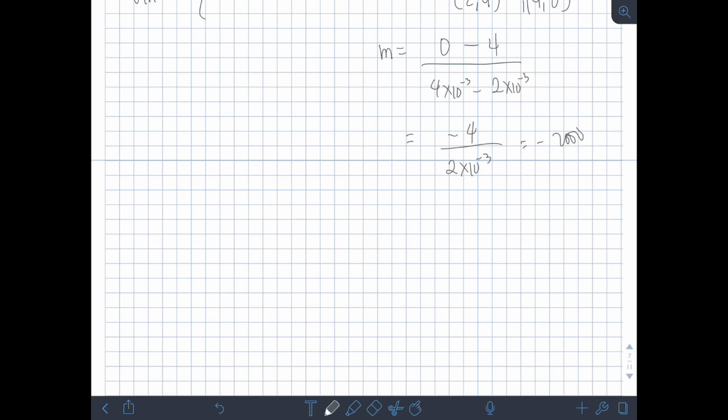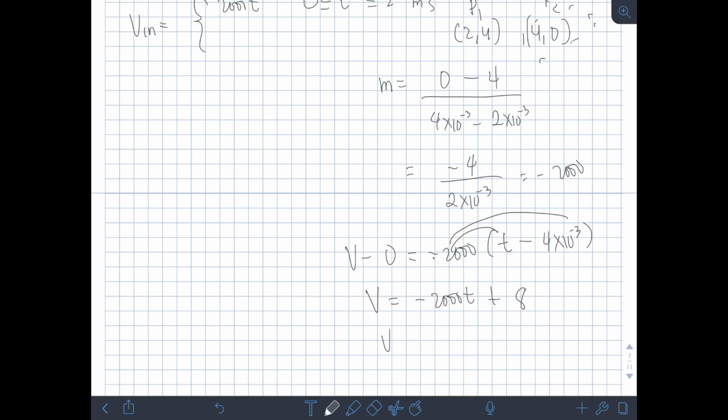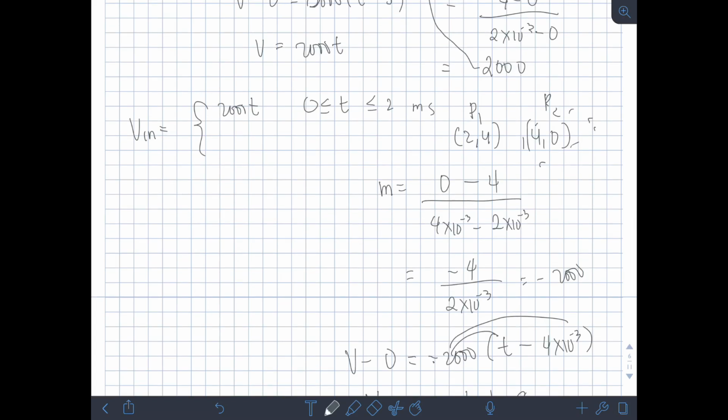Now, apply na natin yung formula for the final equation for the second line or the V2 natin for the input voltage. We have V minus, so pili tayo ng isang point. Ito na lang 4, 0. So, V minus V sub 1, which is 0 here, is equal to yung slope natin na negative 2,000 times T minus yung T1 natin na 4 times 10 raised to negative 3. So, we have V is equal to, distribute natin itong negative 2,000, we have negative 2,000T plus 2,000 times 4 times 10 raised to negative 3 is simply 8 na lang. So, positive na kasi negative times negative. So, therefore, ito na yung V sub 2 natin for the input voltage. 8 minus 2,000T. So, ito yung lalagay natin dito sa second subfunction nung input natin. 8 minus 2,000T for 2 is less than or equal to T is less than or equal to 4 millisecond.